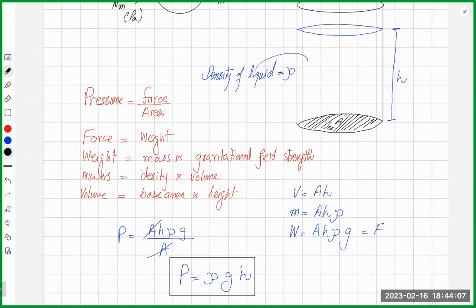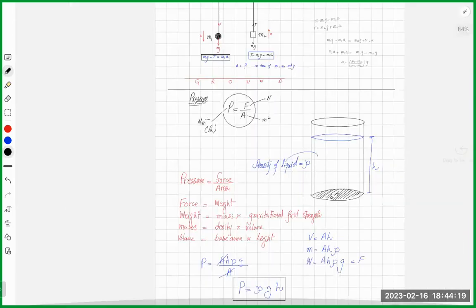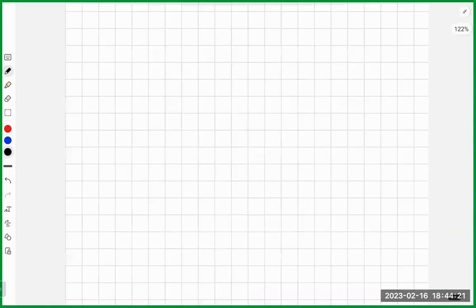Now, what does pressure depend on? Pressure depends on the density of the fluid, it depends on gravitational field strength, and it depends on the depth of the object in the fluid.